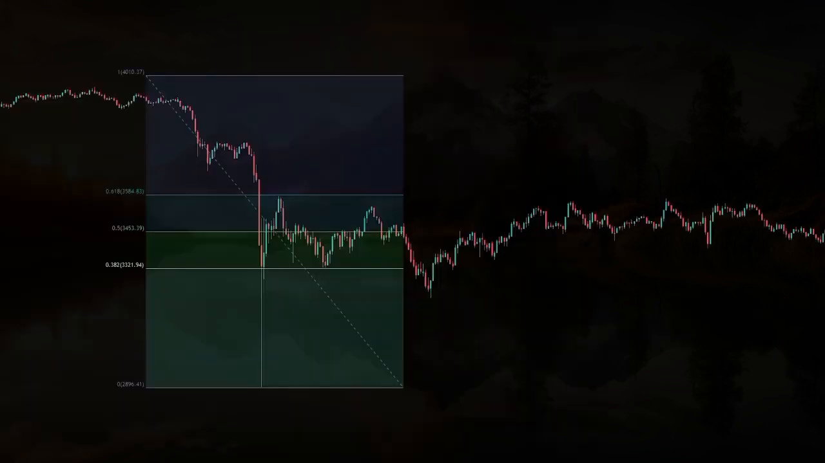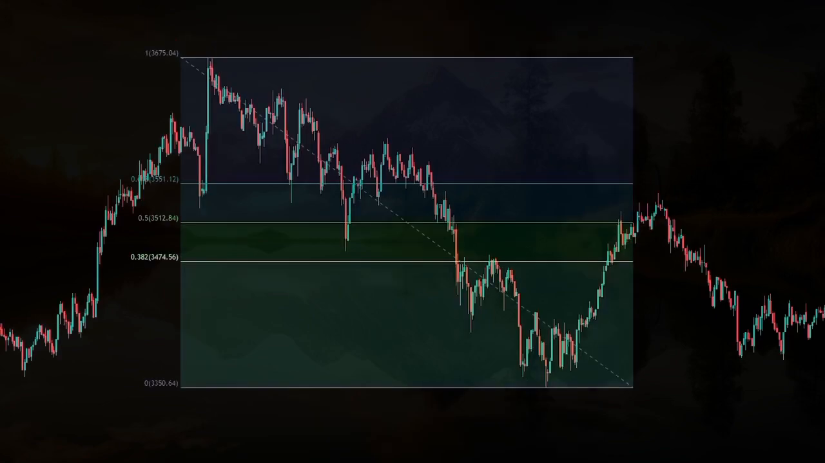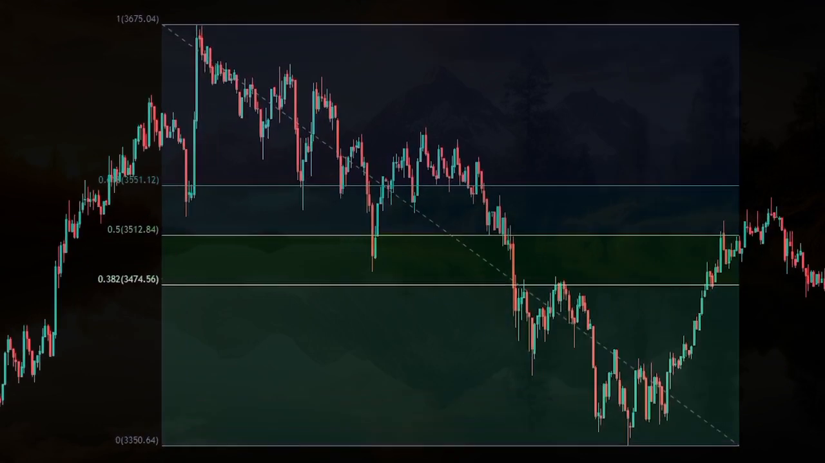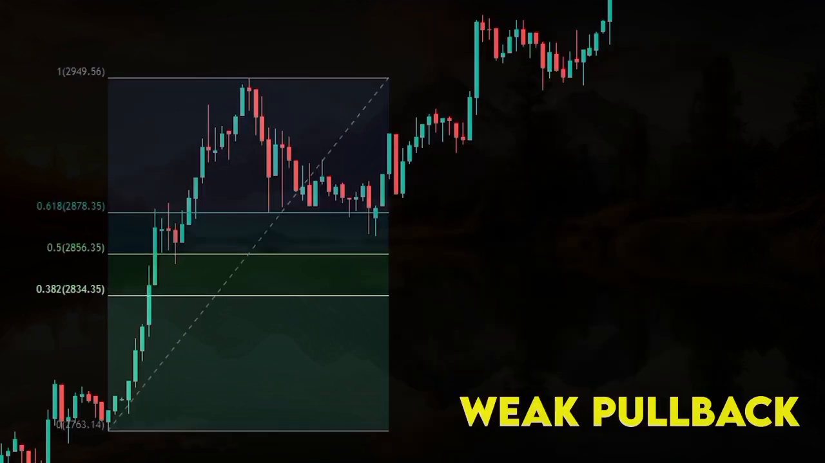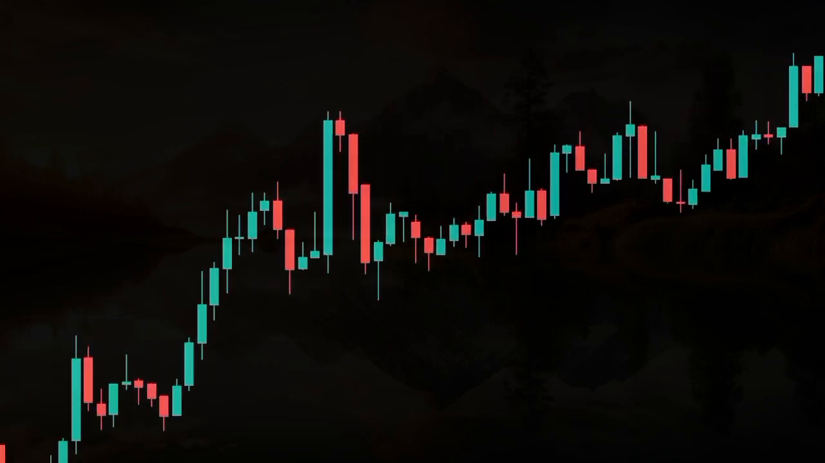So how we're going to decide if a pullback is strong or weak is by these lines. Let me show you an example. So first thing we want to do is put our lower line on the lowest low and then drag the upper line to the highest high. So in this example, we're going to be looking for a long trade. We will consider a pullback weak if the price dips above the 0.382 level. If the price dips below the 0.382 level, it's a strong pullback. So like we were saying before, the weaker the pullback, the better.